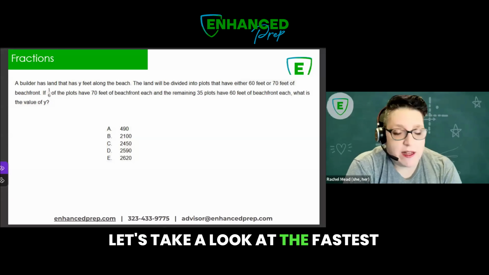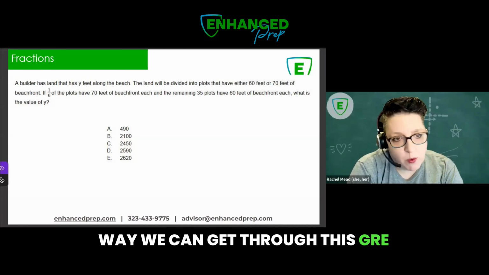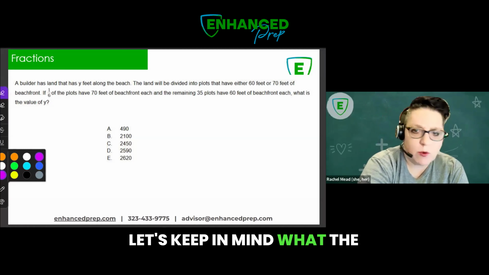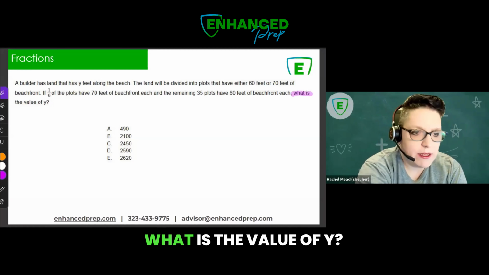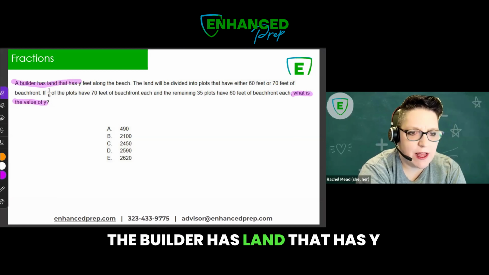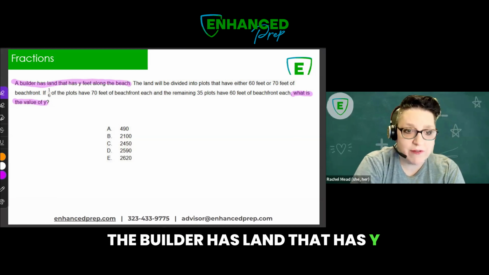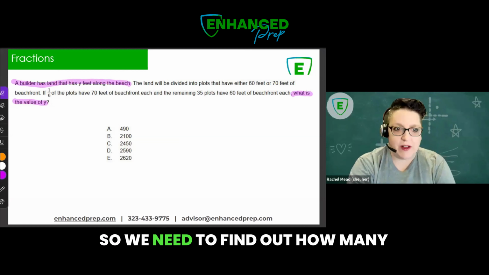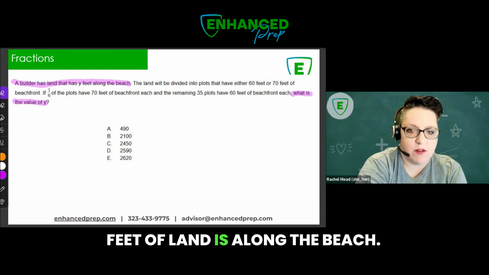Let's take a look at the fastest way we can get through this GRE quant question. Let's keep in mind what the question is asking us. What is the value of y? So we need to find that. The builder has land that has 5 feet or y feet along the beach. So we need to find out how many feet of land is along the beach.